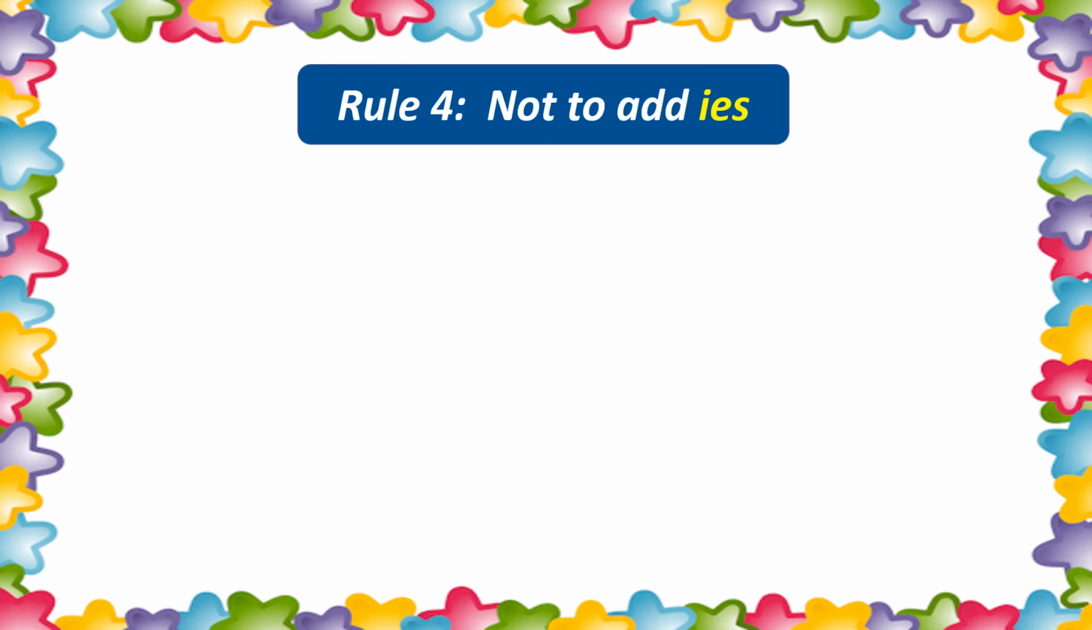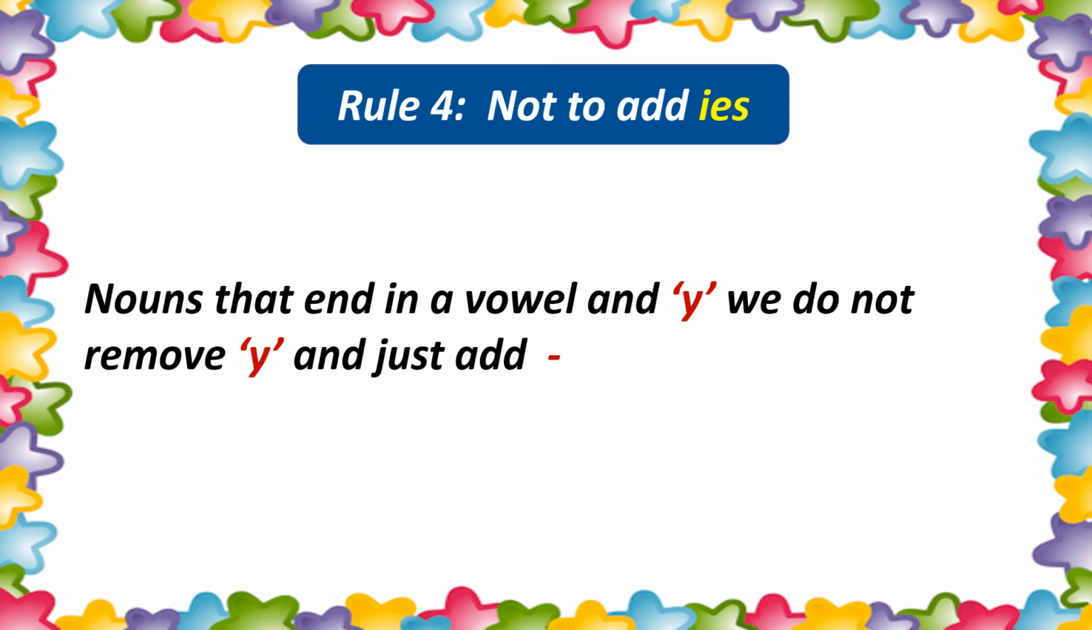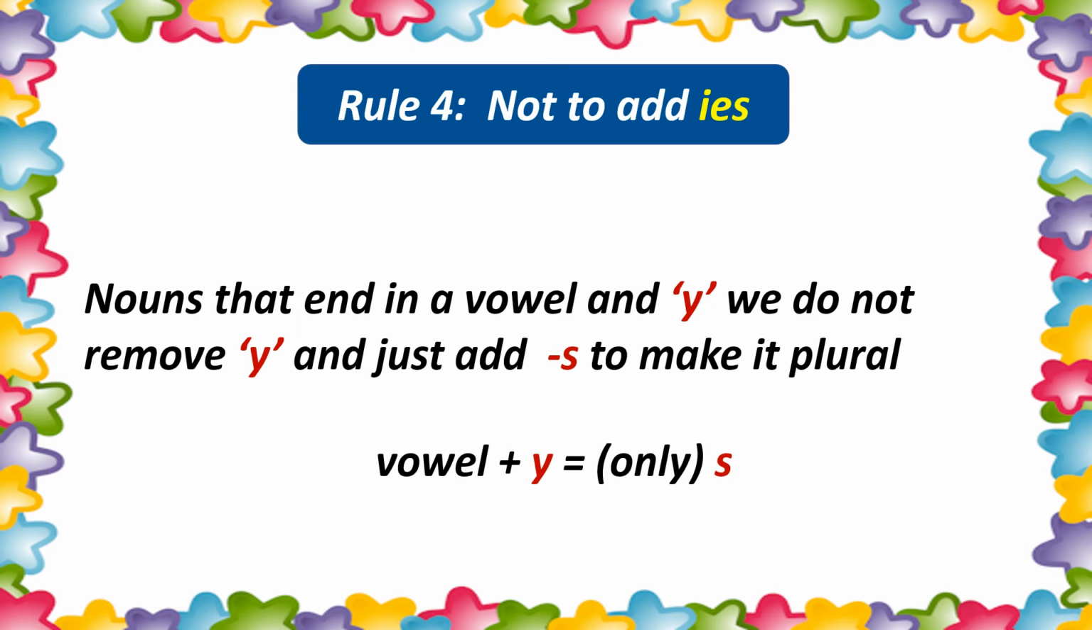If there is a vowel before y, we apply rule 4. That is, noun that end in a vowel and y, we do not remove y and just add s to make it plural. As per rule 3, we learned wherever it is y, we use ies, but there should be a consonant before y.